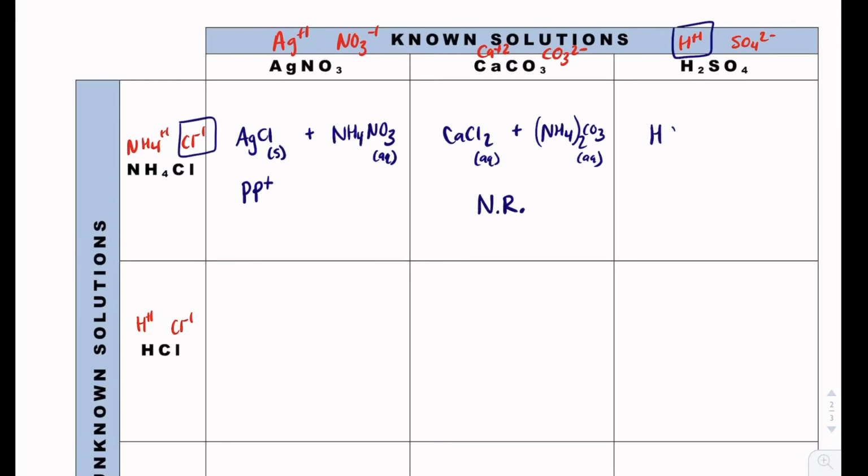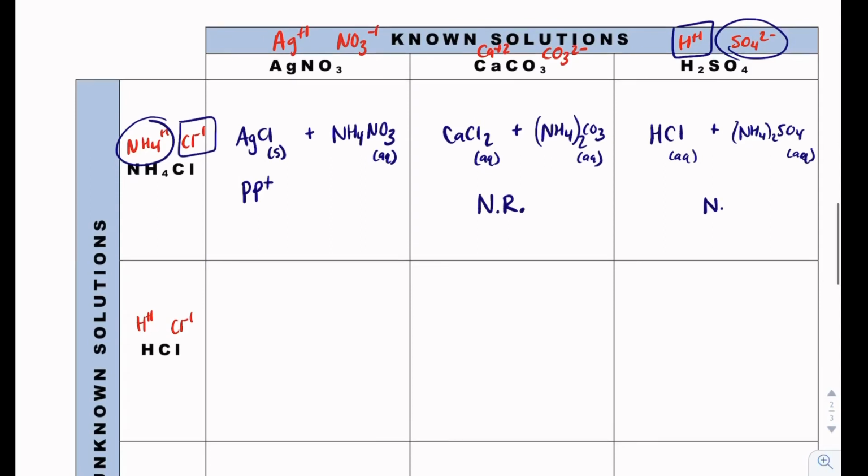We're going to get HCl. We're going to take ammonium, mix it with sulfate. We're going to get NH4, 2, SO4. Hydrogen chloride is aqueous. Ammonium sulfate is aqueous as well. And we get no reaction.